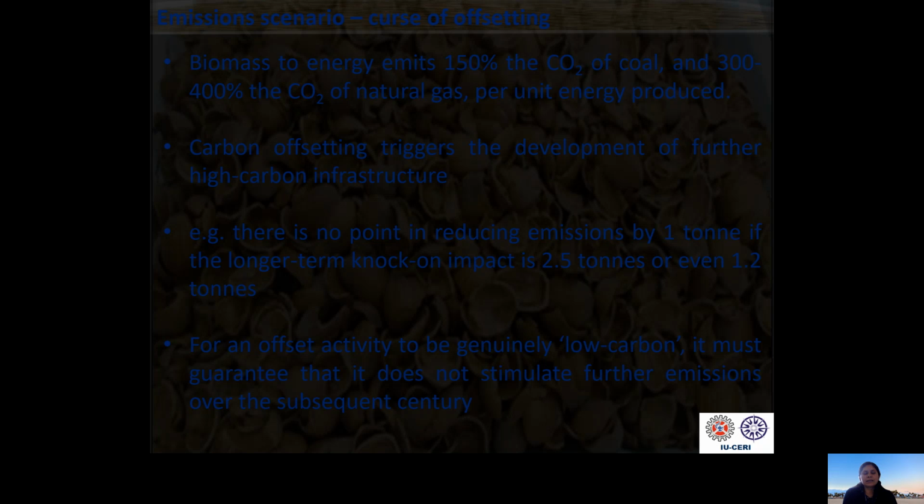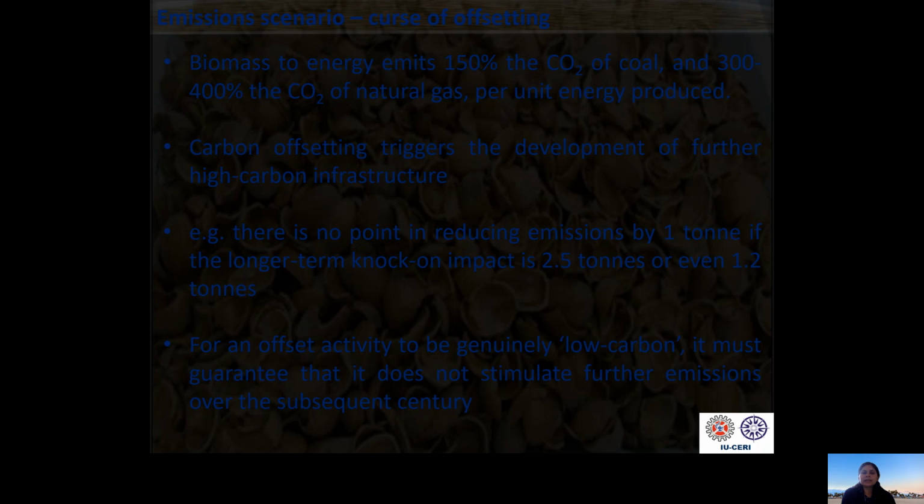A few statistics we can go through. Biomass to energy emits about 150% of the carbon dioxide of coal and 300 to 400% of the CO2 of natural gas per unit energy produced, as per literature. Carbon offsetting triggers the development of further high carbon infrastructure, for example, management of ash.